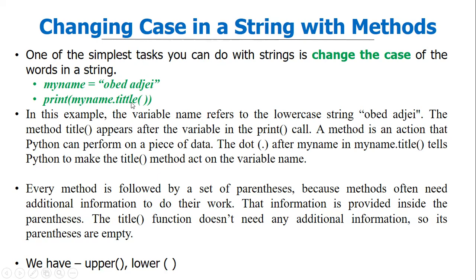We are saying that the title method performs an action on this value. After performing the action, go ahead and print it. Every method is followed by a set of parentheses because methods often need additional information to do their work. That information is provided inside the parentheses. The title method doesn't need any additional information, so its parentheses are empty.